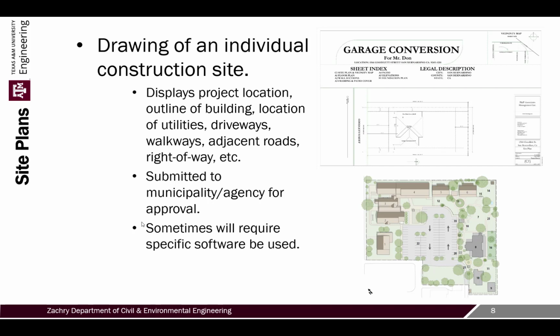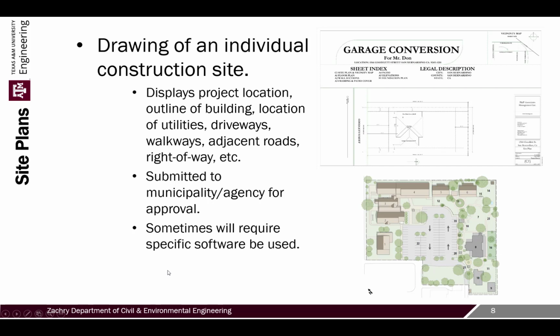This is almost always tied to what's called a site plan, which is the drawing of the individual construction site. In the site plan, you're going to see a lot of things like project location, outlines of buildings, where utilities are coming in, where driveways are coming in, adjacent roads. You'll see the right-of-way and things like that. That's going to be normally submitted to the municipality, sometimes an outside agency, for approval.